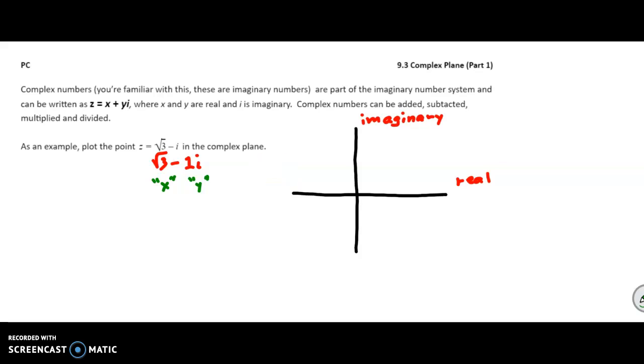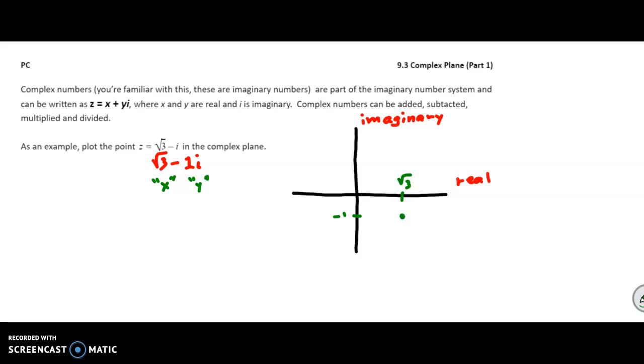And so I'm just going to plot that. X is square root of 3, something like this. And negative 1i means it's negative 1. So here's my point. That's square root of 3 minus i.